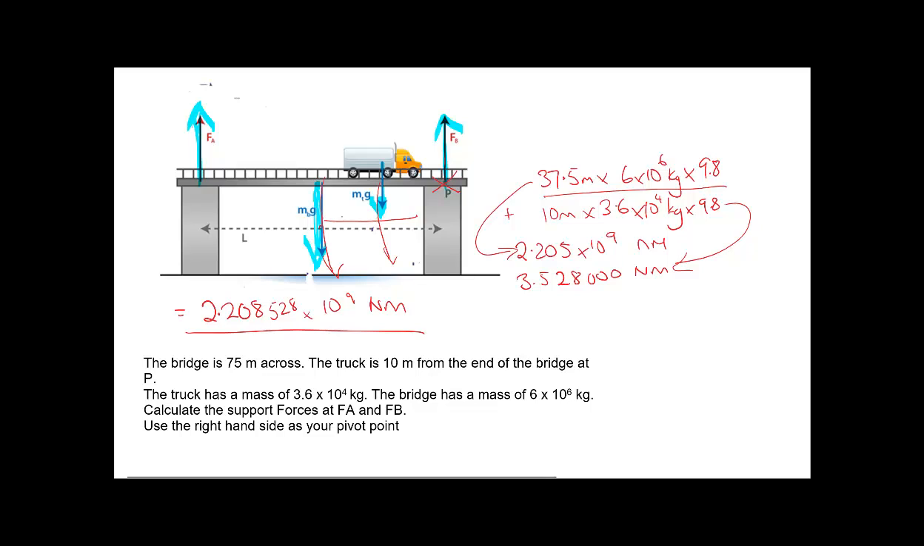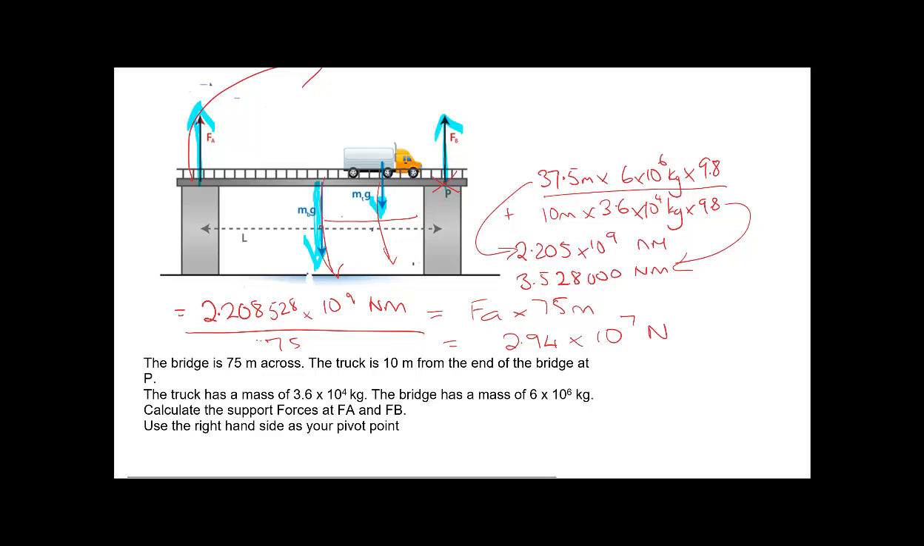Now we're talking about the torque coming from this. So this is going to equal FA times the distance of 75 meters. If you divide this by 75, that will end up being equal to 2.94 times 10 to the power of 7 newtons. I think that's right there. Yep, so that's that force.